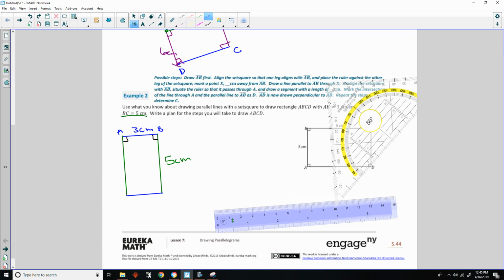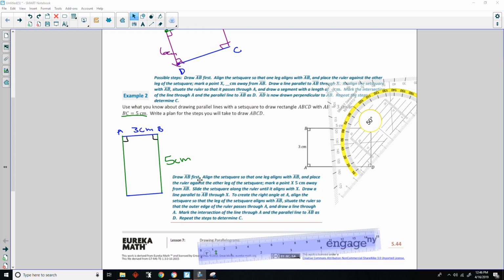So now we write a plan. Okay, and here is the plan here. I'm not going to take the time to read all through this. I explained it as I went, but if you want to pause the video and read this, feel free.